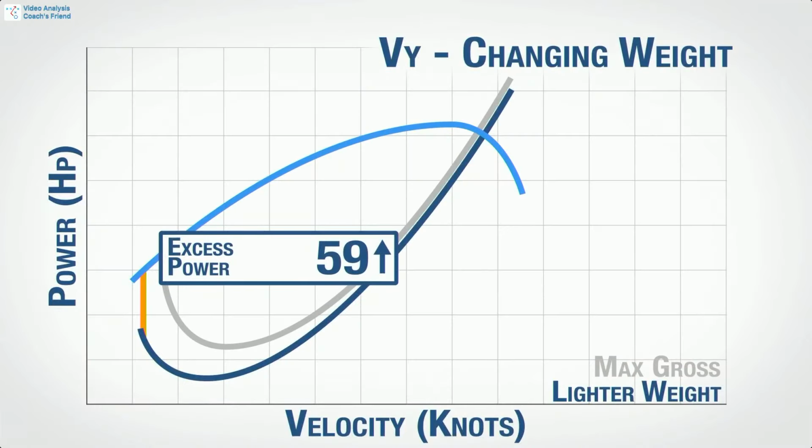Okay, so let's take a look at how that changes with increasing weight. So I'll clear this graph out again. We'll load up Vy with changing weight. Okay, and I'm going to describe this quickly. You can see this light gray line, that's max gross, and the dark blue line, that's lightweight. So you could say maybe basic empty weight, okay? Changing weight does not change the power available. That's the exact same. You'll notice that the curve shifts, just like the thrust required curve shifts, okay?